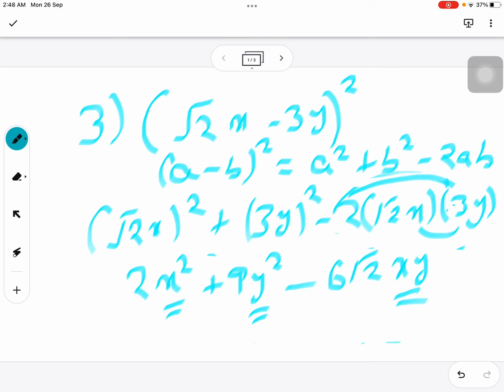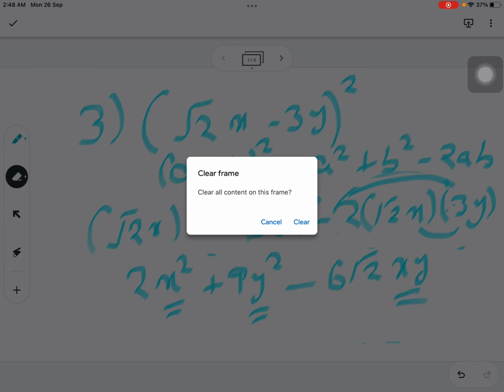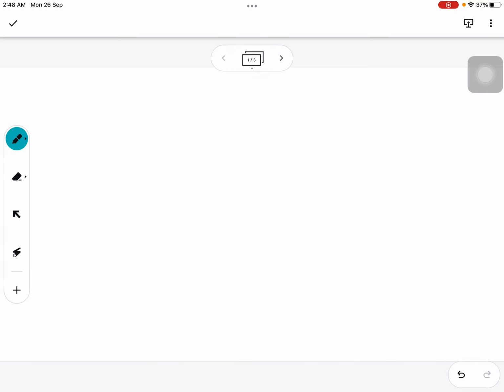So when there are unlike terms involved in addition or subtraction, you leave it like that only. Multiplication, division, not a problem, but when they are unlike terms, you leave it like that only. So this is the simplest form. Let's look at the next question.